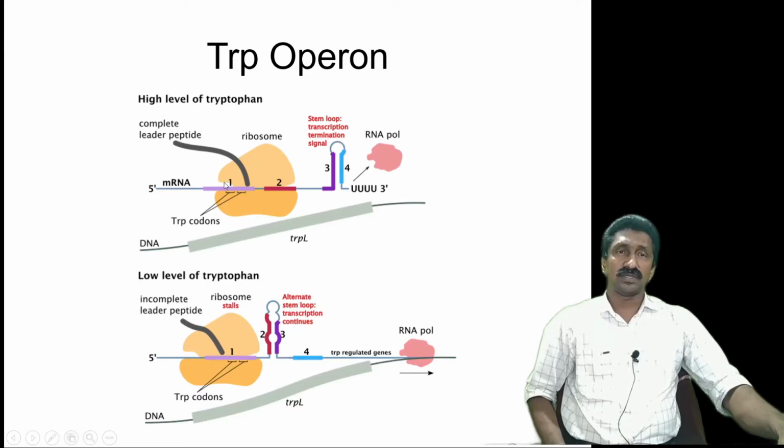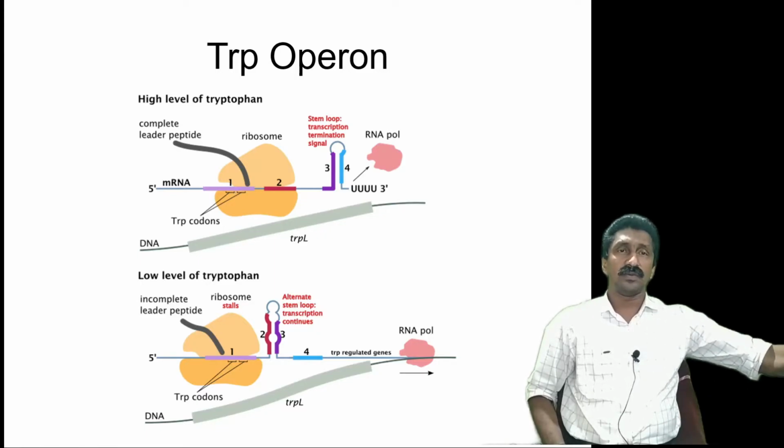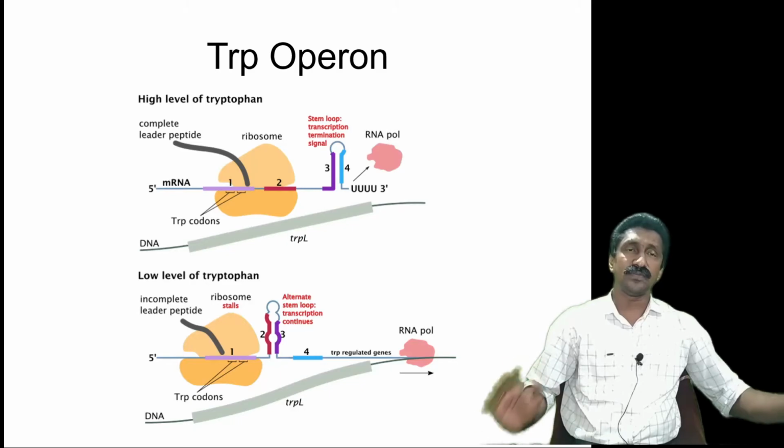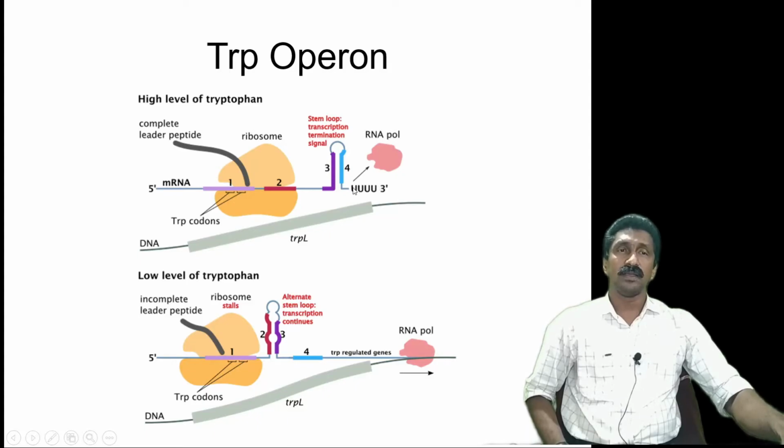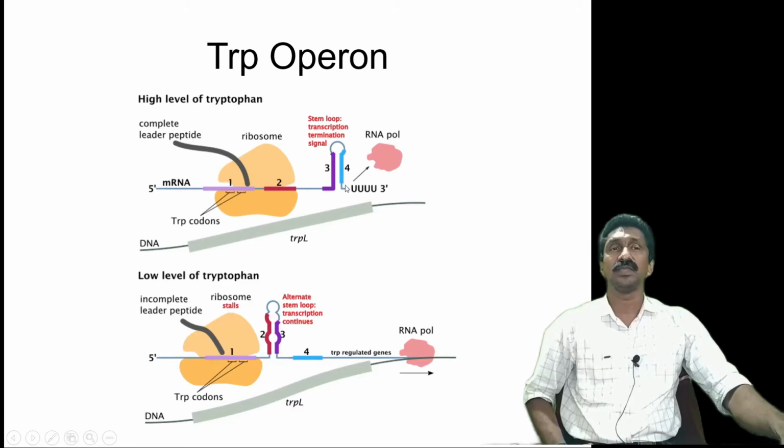Now this is the ribosome unit, and this is region 1 of the mRNA. This is region 2 of the mRNA, region 3 and region 4. So in the trp operon we have four different regions, 1, 2, 3 and 4, followed by multiple U residues near the 3' end of the mRNA. Okay, so these regions 3 and 4, as you know, form a stem loop, which results in the termination of transcription.